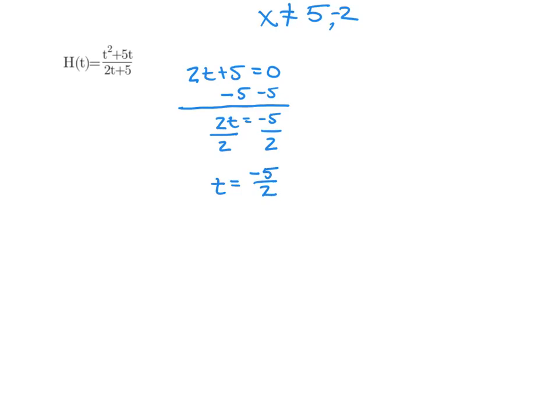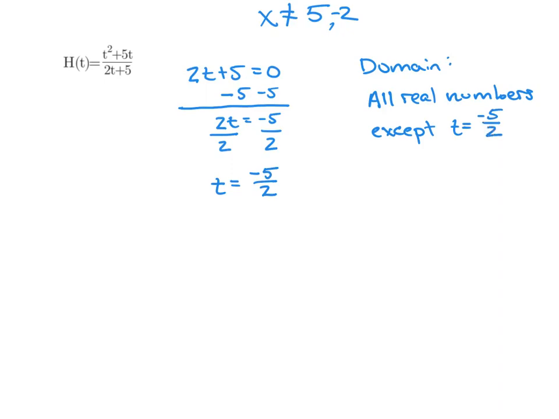But remember, this is domain. And so our domain is all real numbers except t equals negative 5 over 2. Or if you want the short version of this, we just say t is not equal to negative 5 over 2.